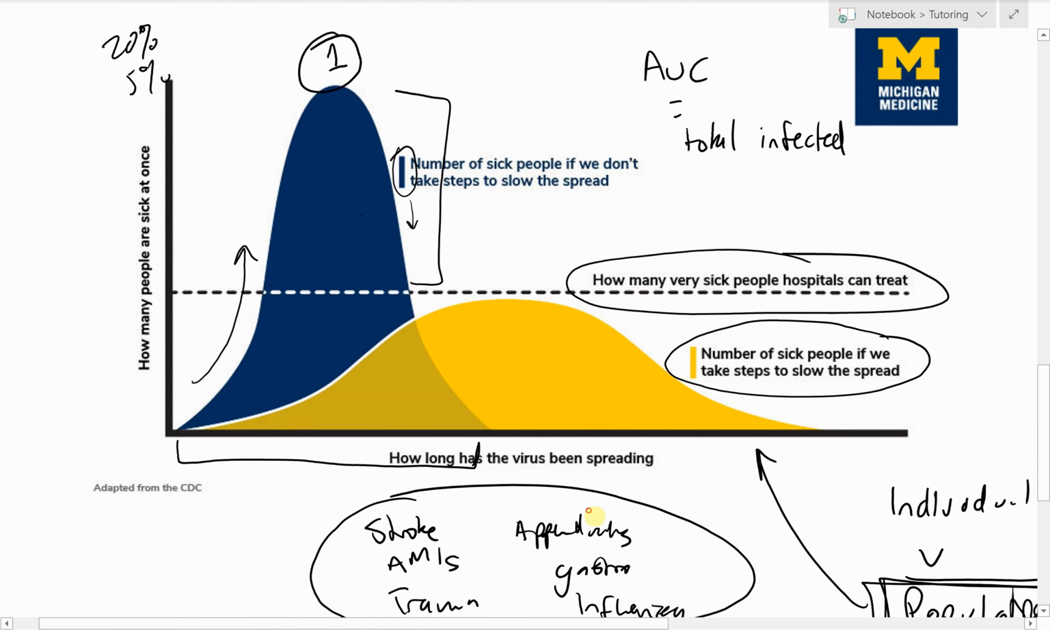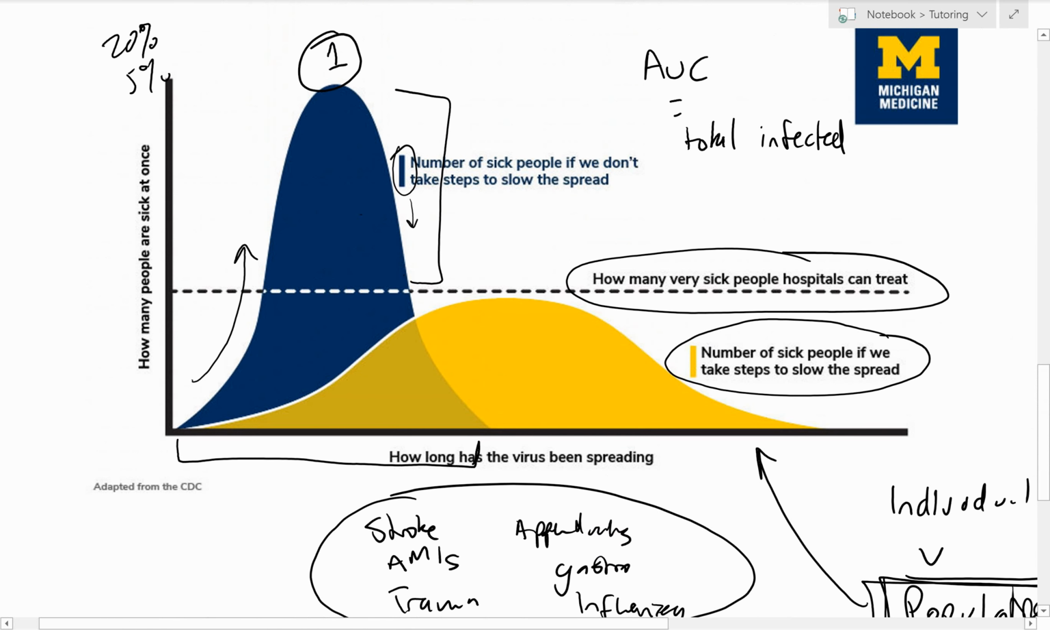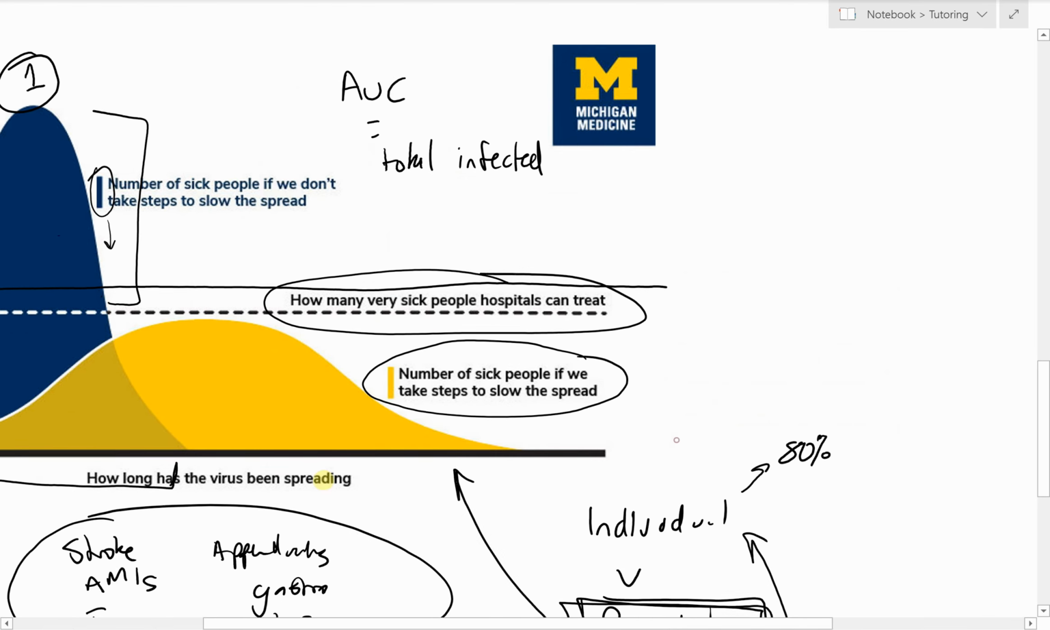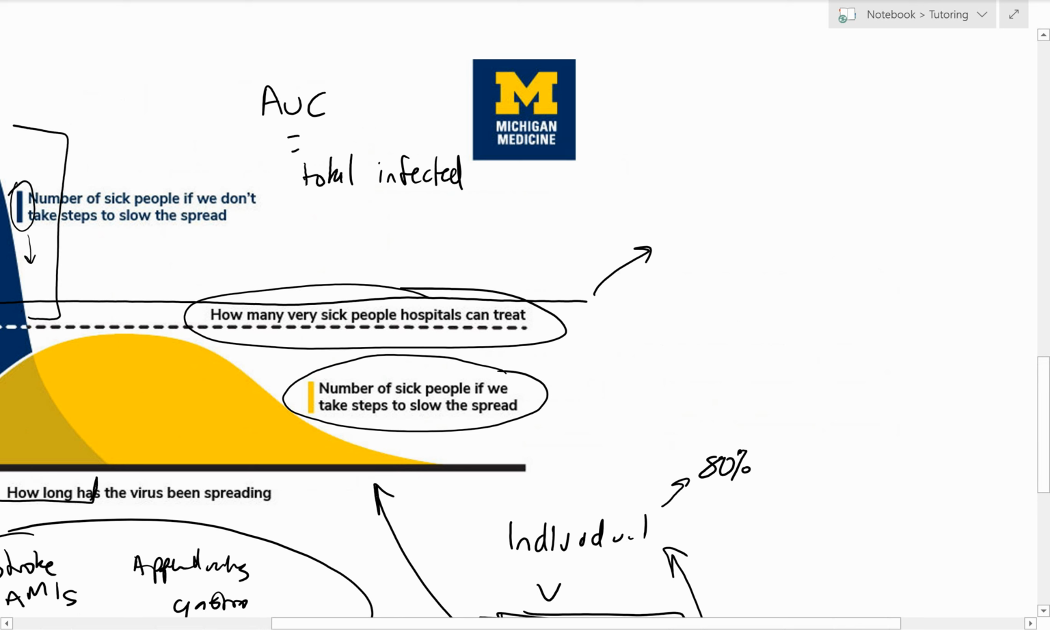The reason for that is that by doing those steps, we could actually move this line here up a little bit. The way that we did that is we started getting our hospitals prepared. They started stocking up on PPE, so personal protective equipment. They started stopping elective cases, so we stopped people coming in for procedures that could potentially wait, so that we could free up beds.